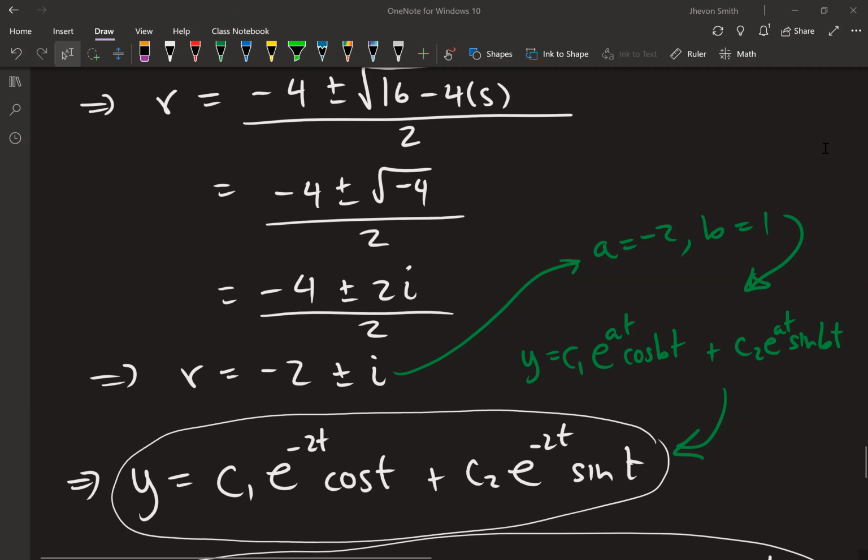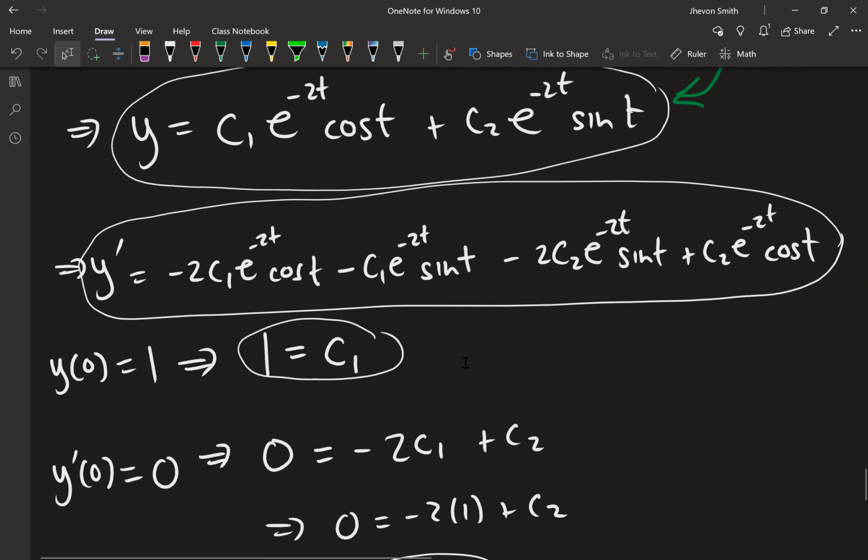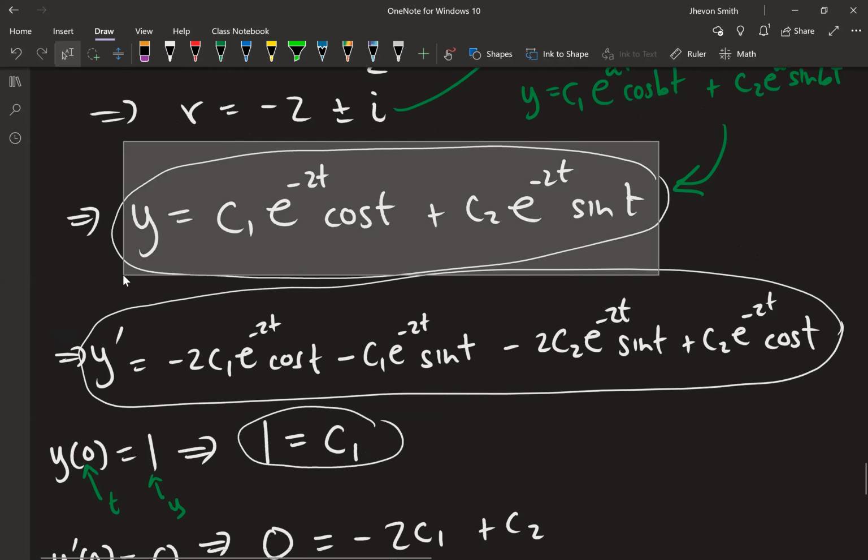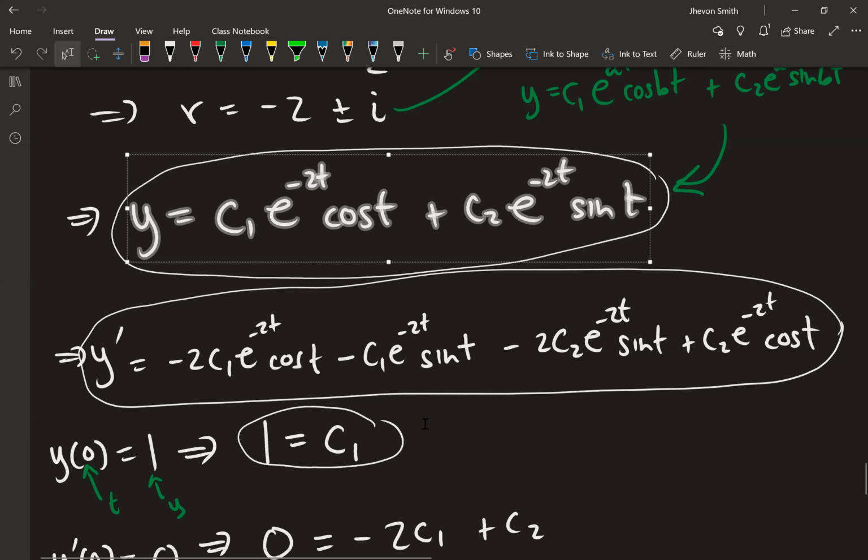The y prime of 0. In the y prime of 0, you don't need to plug in an r. You need to plug in a t. The 0 here is the t, and this here is the corresponding y. The r doesn't even come into play. r came into play to figure out that this was the form that you had in the first place. But once you have that form, you forget about the r. You're plugging in the t's and the y's.